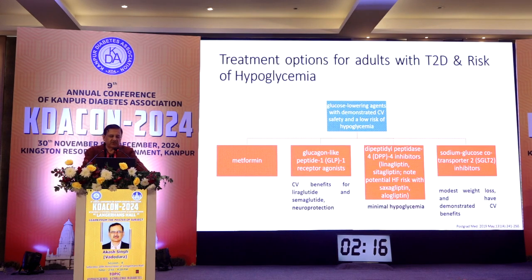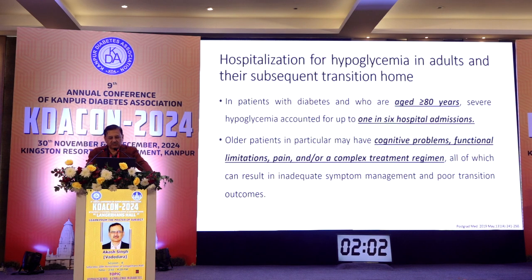Also, individuals who are at high risk of hypoglycemia may be treated with metformin, GLP-1 receptor agonists, DPP-4 inhibitors, SGLT2 inhibitors, and pioglitazone and imeglimin are the newer modalities with which we can treat these individuals.